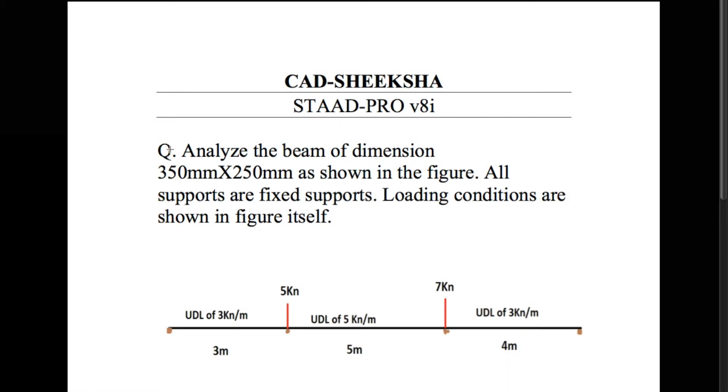So this is a basic problem of analysis of a beam. Here the question is, analyze a beam of dimension 350 mm by 250 mm as shown in the figure. All supports are fixed supports and loading conditions are shown in the figure itself. So we have a uniformly distributed load of 3 kilonewtons per meter and 5 kilonewtons per meter, and again 3 kilonewtons per meter, and we have two point loads of 5 kilonewtons and 7 kilonewtons. Here the total length of the beam is 3 plus 5 plus 4, that is 12 meters.